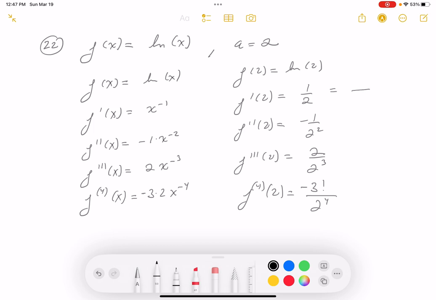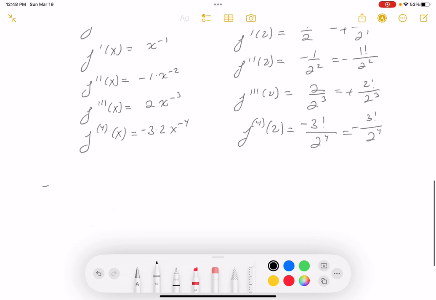And I'm definitely seeing powers of 2: 2 to the 1, 2 to the 2, 2 to the 3, 2 to the 4. I definitely see an alternating pattern as well, so plus, minus, plus, minus. What goes on top? 3 factorial, 2 factorial, 1 factorial, 0 factorial. So I think I got the pattern. Let's write it down now.